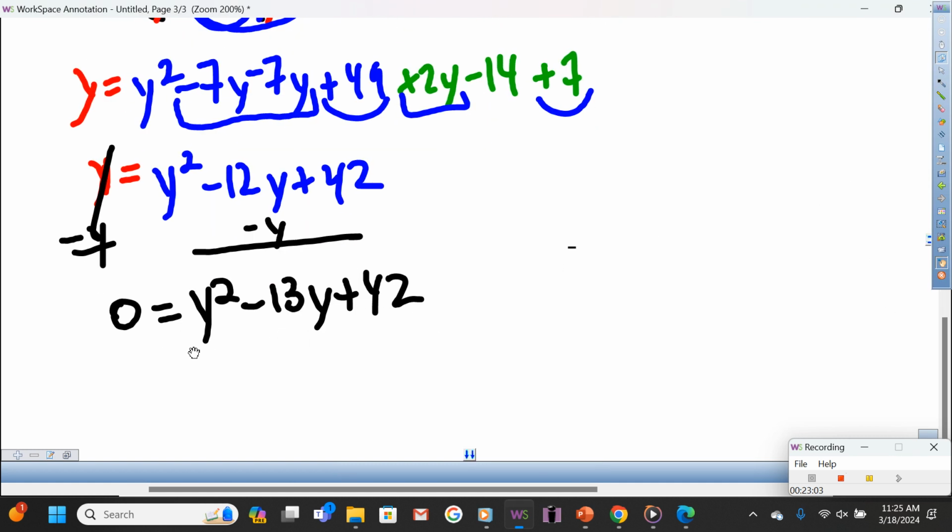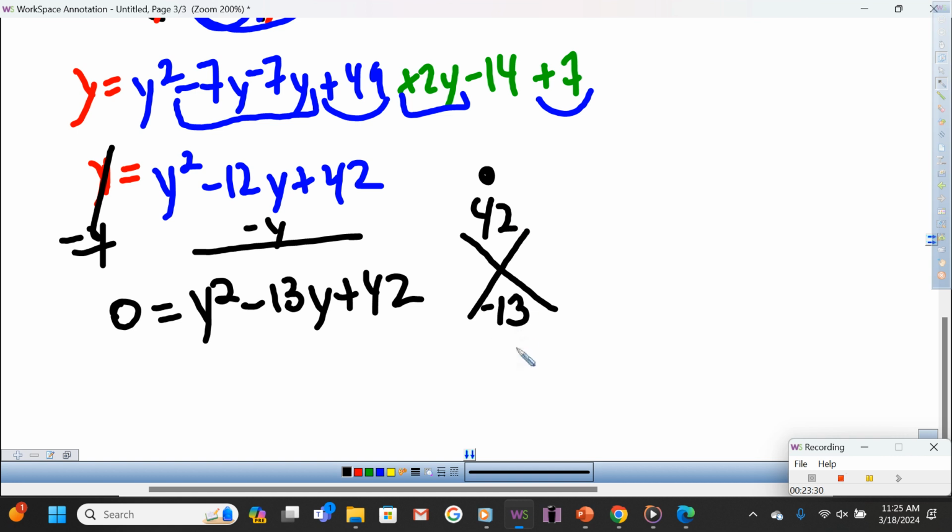Now this looks a little bit more familiar. It's a trinomial. What shall we do next? Tell your neighbor. Then Anthony's going to enlighten us. What do we do next? Anthony, B. Power Rangers, 42 and negative 13. What two numbers multiply to give me 42 that when you add them give us negative 13? Let's go through our process. 1 times 42, 2 times 21, 3 times 14.